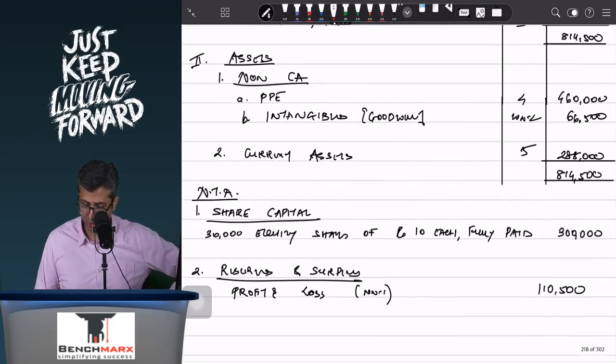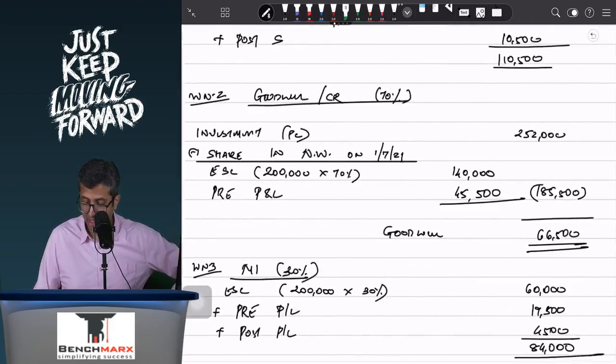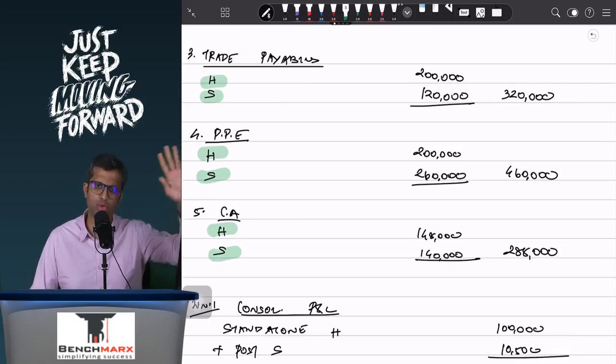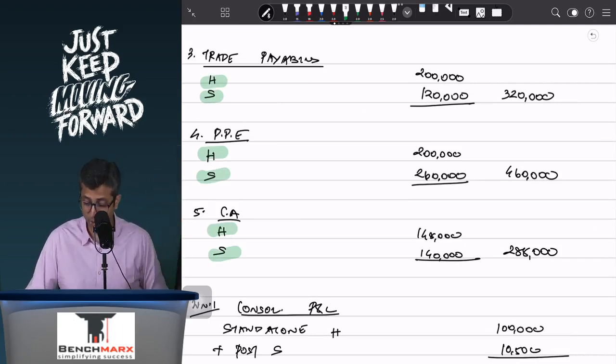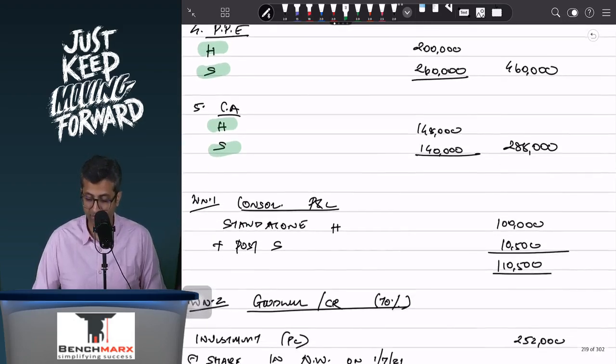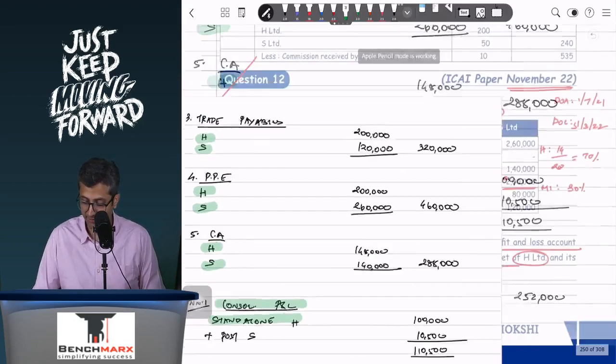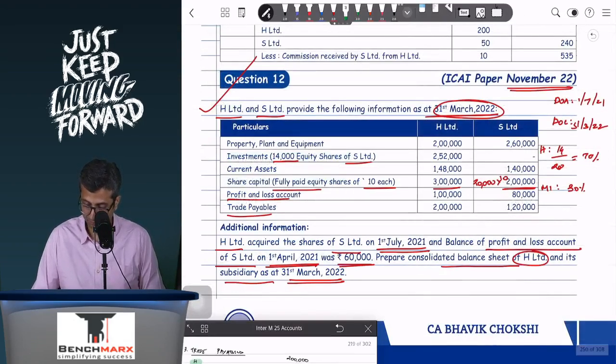And then you have notes to accounts where you take the share capital, which is the share capital of only the parent. 30,000 shares of rupees 10 each. Then each and every asset and liability, H and S, trade payables, no adjustment, no adjustment, no adjustment. You don't total up anything right now, you will total up at the end. However, you will write down over here. Then you have working note 1. In working note number 1, you will start with the standalone balance of the parent, which is 1 lakh. For profit and loss, there is no other reserves, so that is about it.